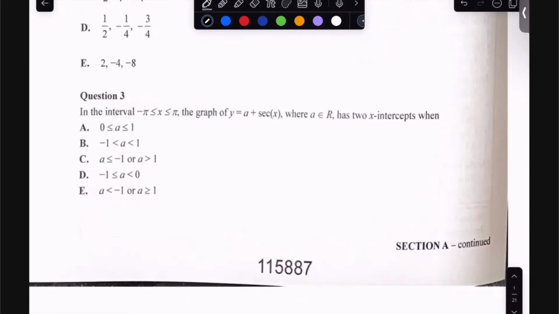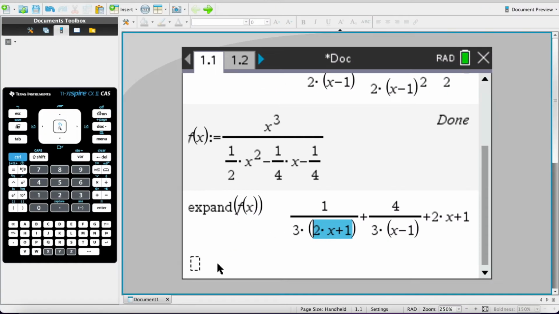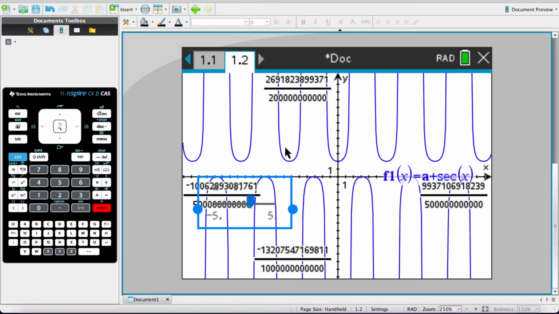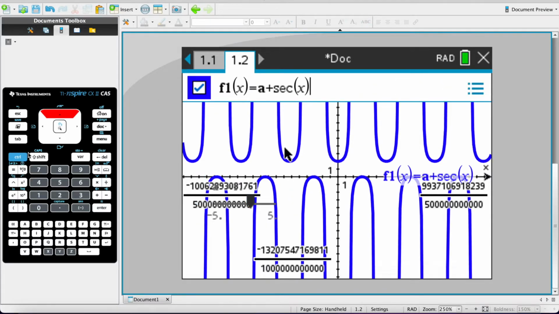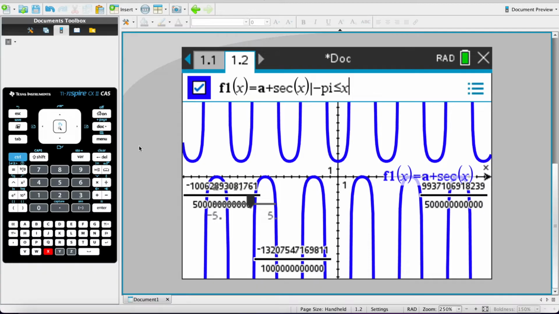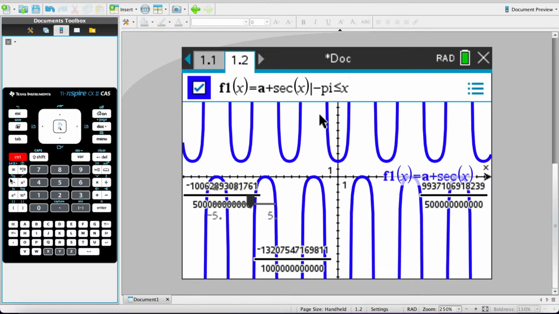In the interval -pi to pi, the graph of y is equal to a plus sec x has 2 x-intercepts when. So for these questions, again, of course you can solve, but I think it's just easier if you just use a slider. So what I'm going to do is go to the graphing page, sketch a plus sec x, and create your slider. And I should have put the domain: -pi is less than or equal to x, which is less than or equal to pi.